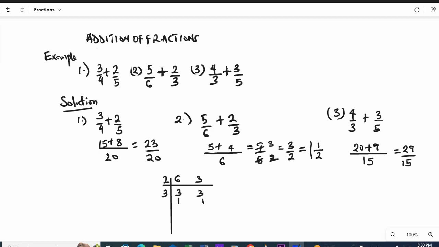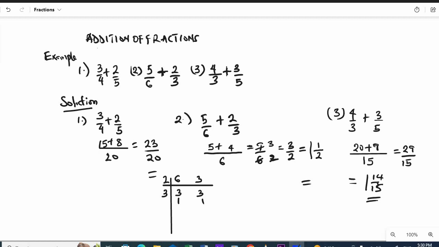So we could leave it this way, or we could express it as a mixed number. And then we say this is one whole number. That's 29 divided by 15, that's 1. But with the remainder of what? 14, right? So it says one whole number, 14 over 15. That's the answer.